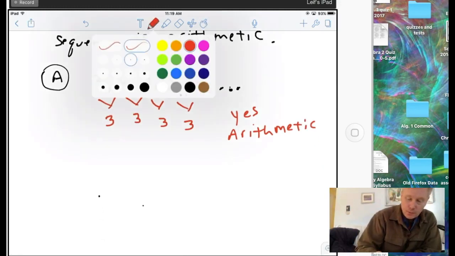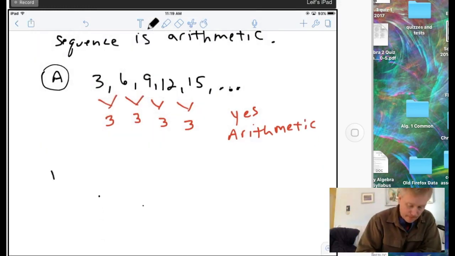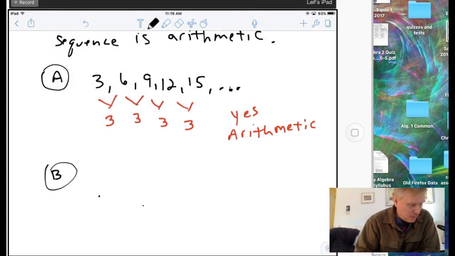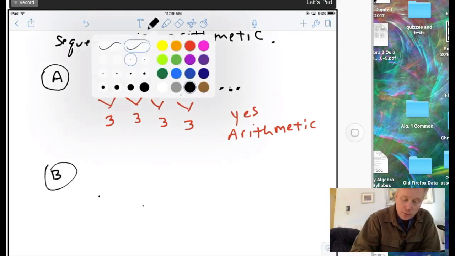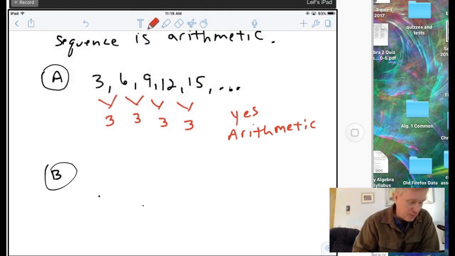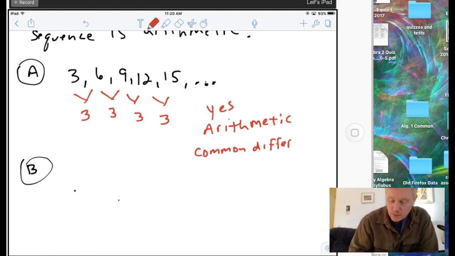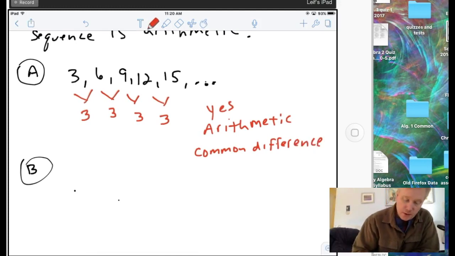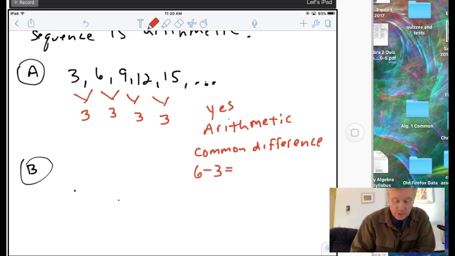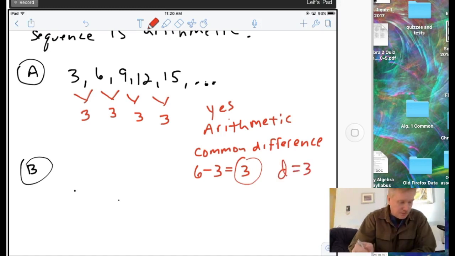If you have questions, write them down, bring them to class. Oh, and one more thing before I move on. Suppose it doesn't say it, but if they were to ask for what is the common difference, the common difference is what you get when you subtract the two numbers. You take the second number and subtract the first number, because sometimes it could be a negative number. In this case, it's not. Common difference is 3, so D would be 3.